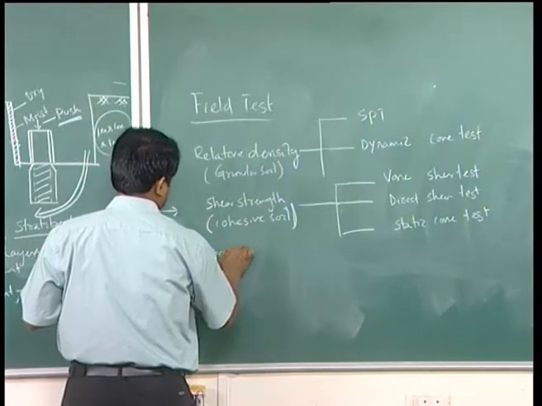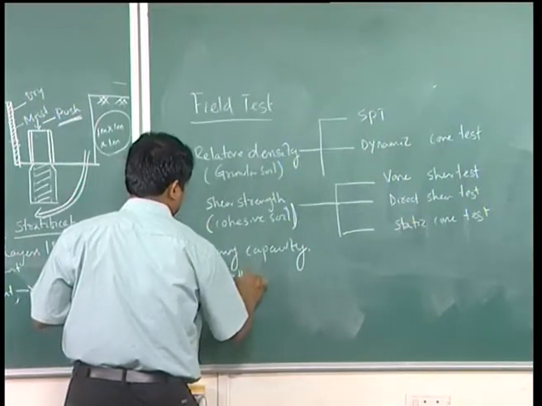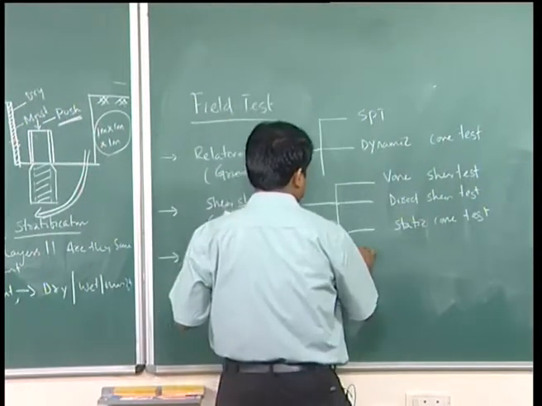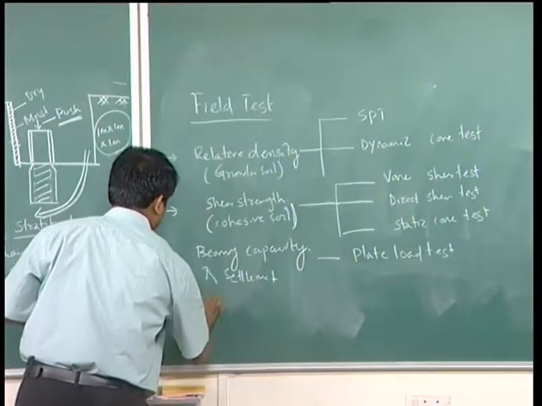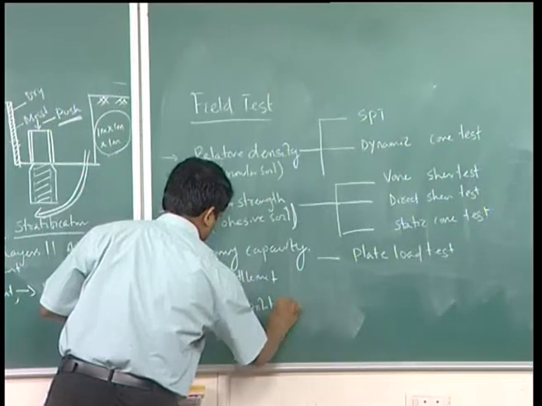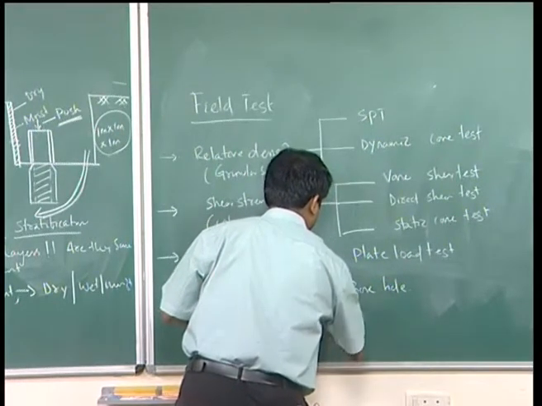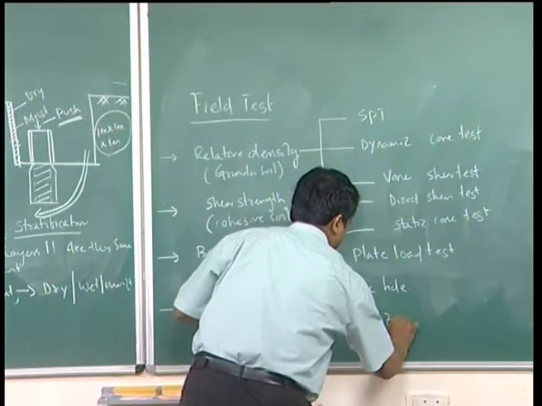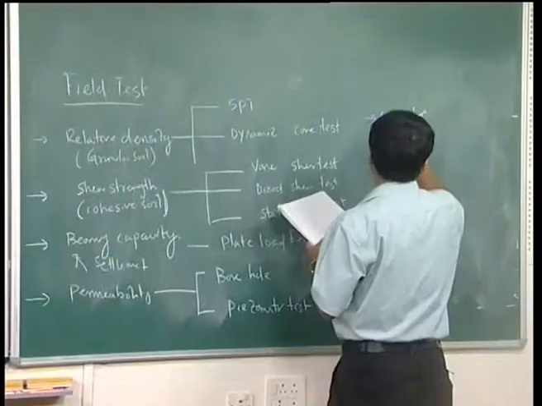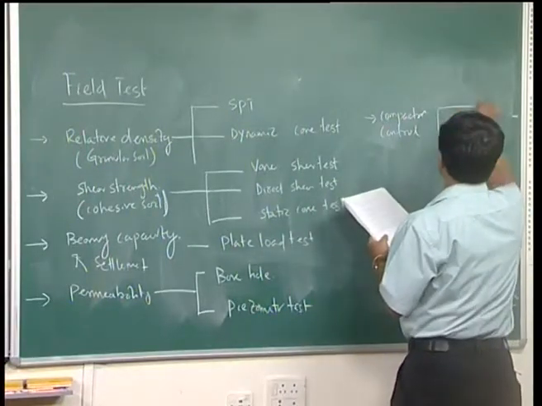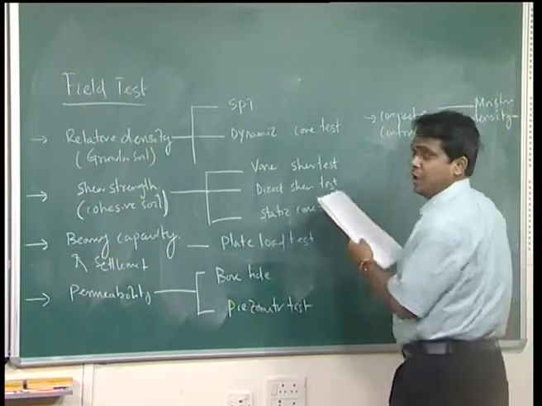Then bearing capacity and settlement. In this case, plate load test. Permeability: borehole or piezometer test. Then compaction control, here it is moisture density or sieve test.